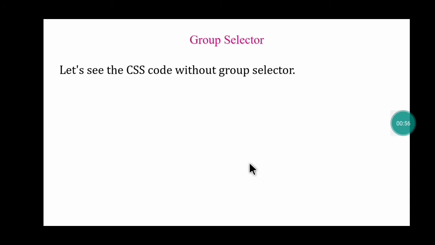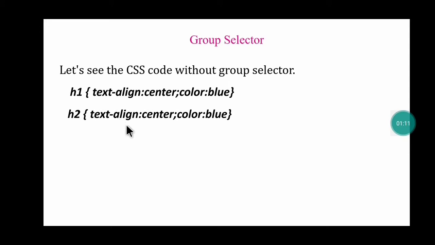Let's see the CSS code without group selector. So first selector H1, here text align is given center, color is given blue. So this is the style we have created for the H1 selector. Second H2, the same style is created for the H2, and the same style is created for the paragraph again here.